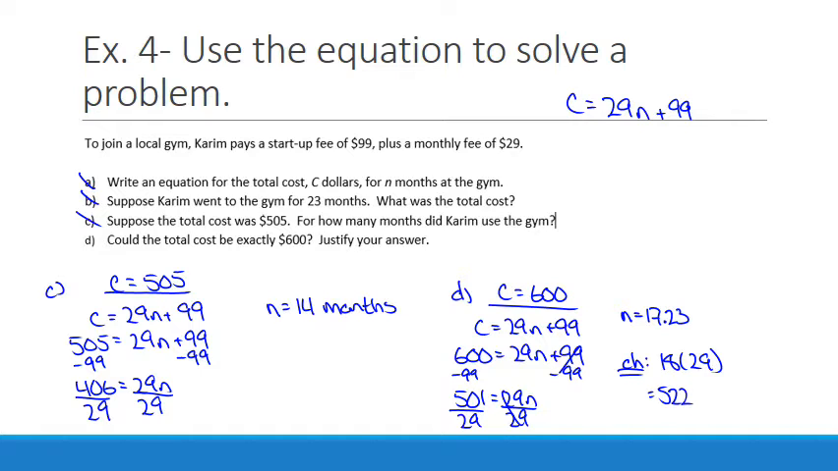And you might be thinking, well, that's below 600, but remember, we still had to add our $99 fee. So once I add 99 to that, I get 621, and you can see I'm above it. So you can't actually pay for 17.23 months. You pay for 17 months or 18 months. And either way you slice it, you'll never pay exactly $600. Either you're going to pay a little bit below it or you're going to pay above it.